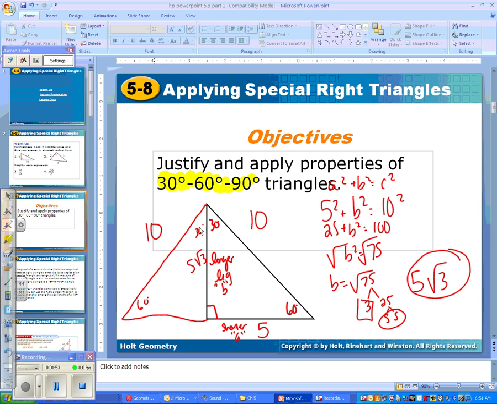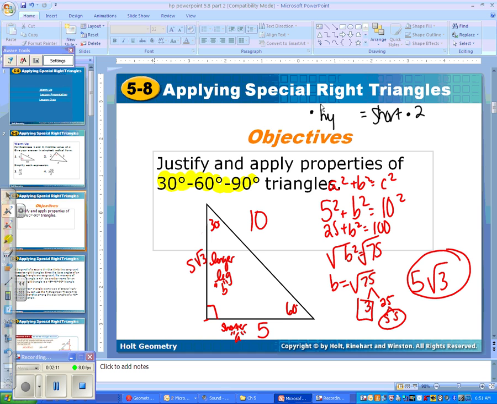So I want you to notice something. There's a pattern here that goes on. What are some similarities between the short leg and the hypotenuse? Well, if you take the short leg and multiply it by 2, it's going to equal the hypotenuse all the time because it's half of an equilateral triangle. Another shortcut, there's 2 shortcuts for this one.